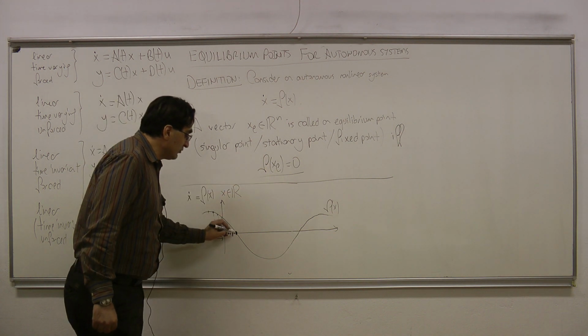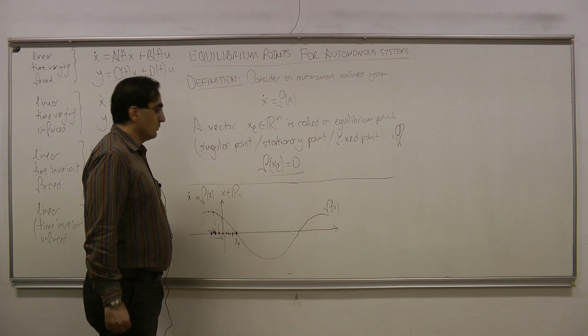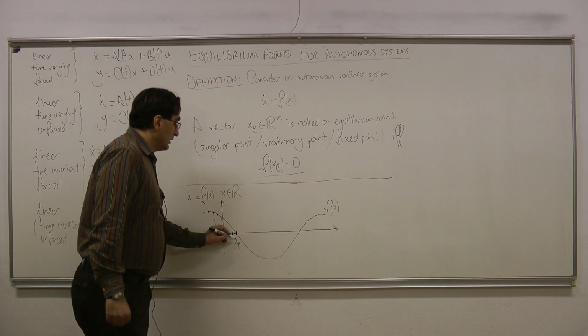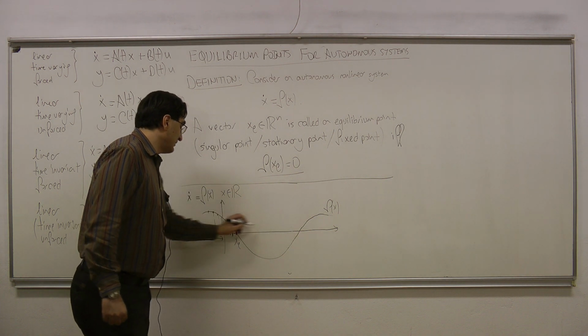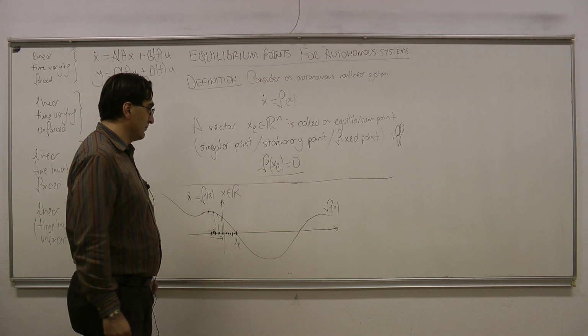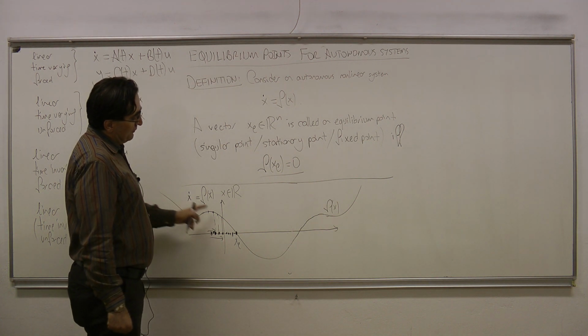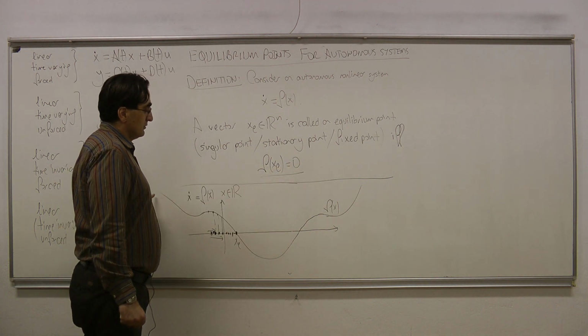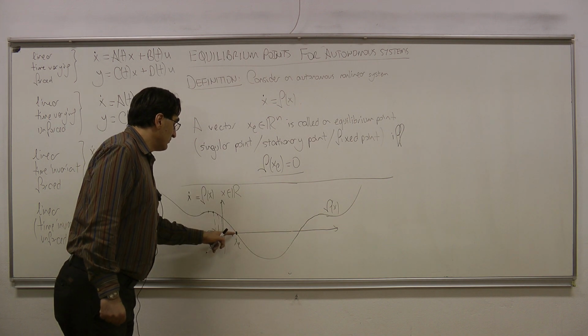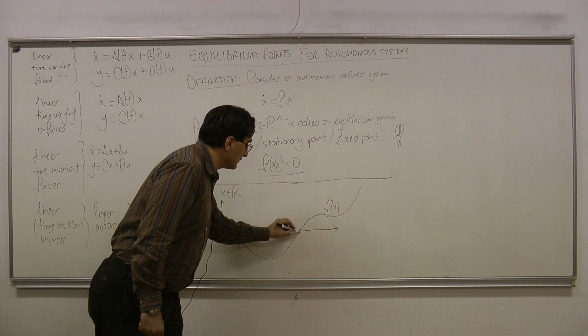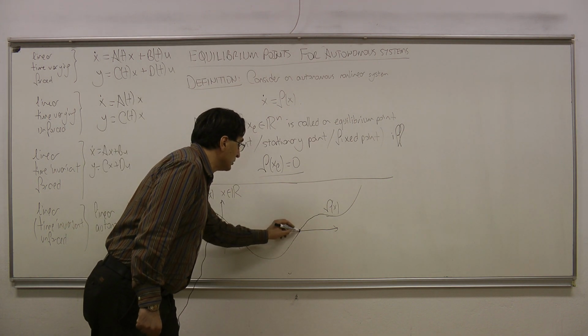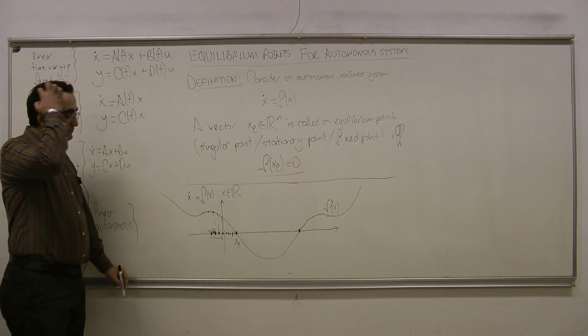What happens at this point? Because of this definition, this is an equilibrium point, xe. Let me say that f is something like this and f continues like this. You see that f intersects the value 0 only at 2 points. So these 2 points are equilibrium points of the system.